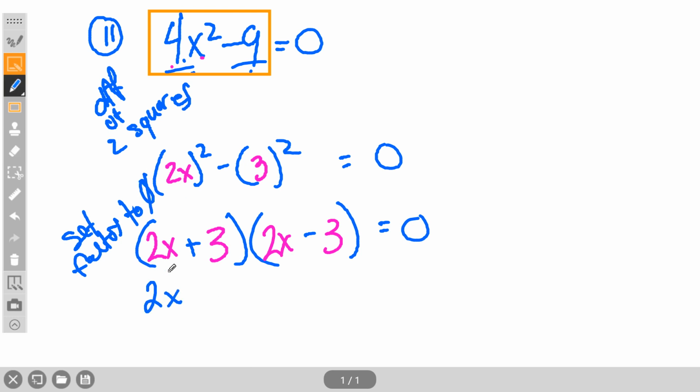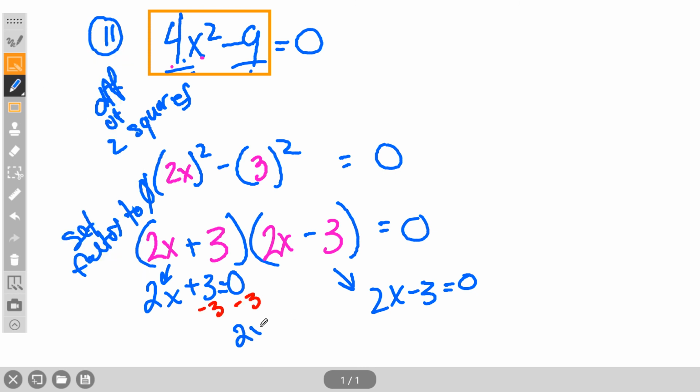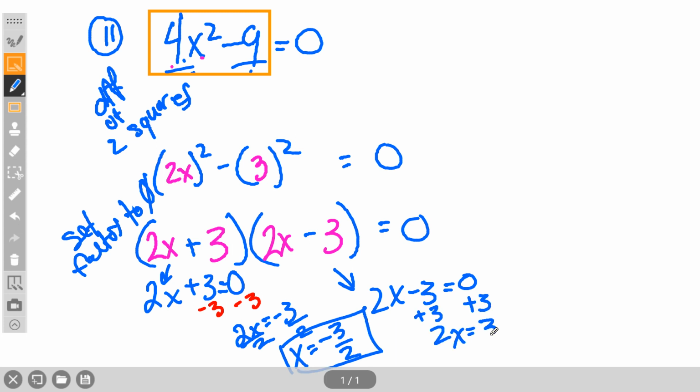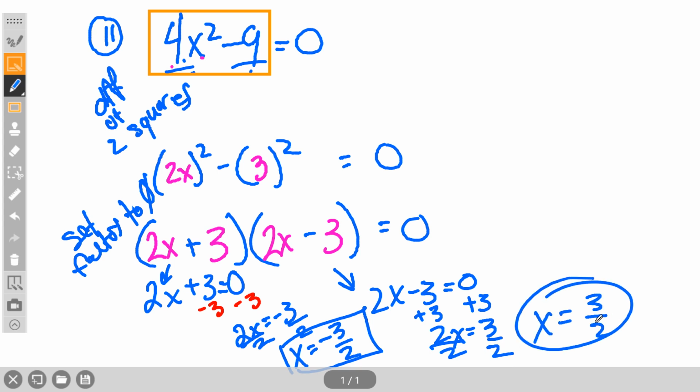All right, so I got the first factor to 0, 2x plus 3 equals 0, and the second factor to 0, 2x minus 3 equals 0. Solving these will give me my solution, so minus 3 gives me 2x is equal to negative 3. Divide by 2, one of my solutions, negative 3 over 2. The other solution, add 3, so 2x equals 3. Divide by 2, so my other solution is 3 over 2. My two solutions to number 11, negative 3 over 2 and positive 3 over 2.